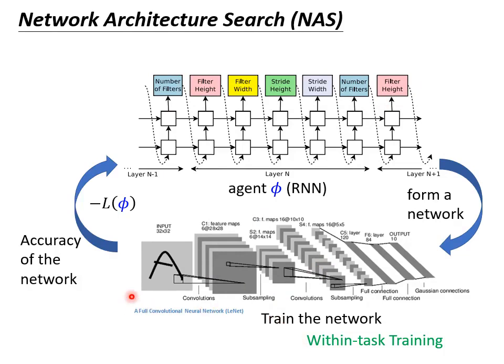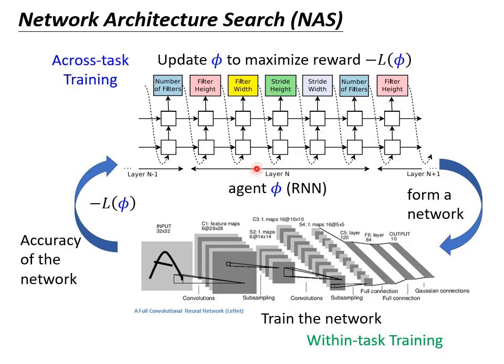Then you evaluate the performance. You evaluate the actual accuracy of this network on some testing data. Then you have the reward. Then you update phi to maximize the reward. And updating phi to maximize the reward is actually across-task training, in the terminology of this tutorial. This is the basic idea of network architecture search.